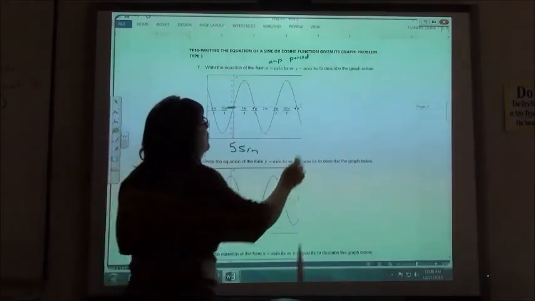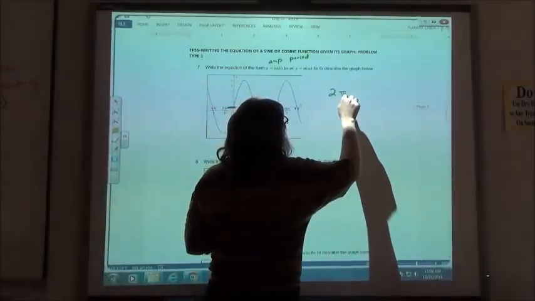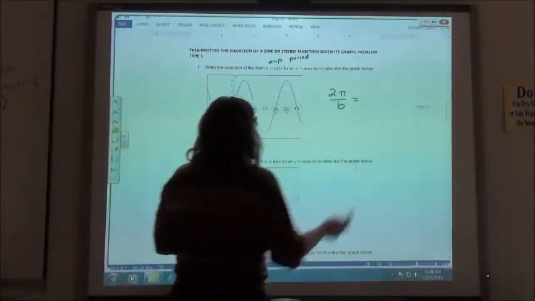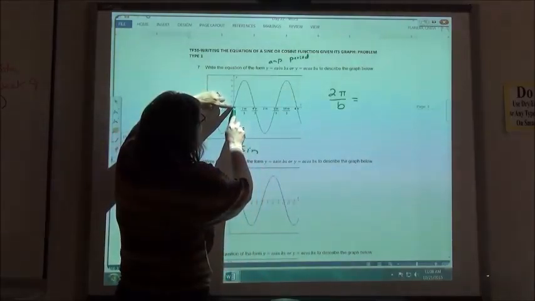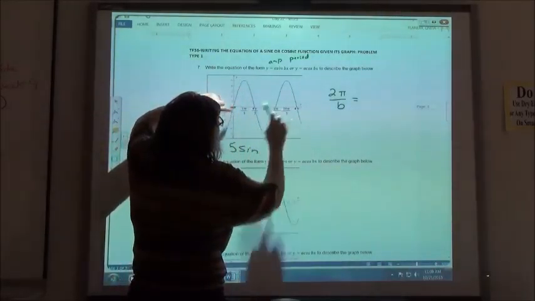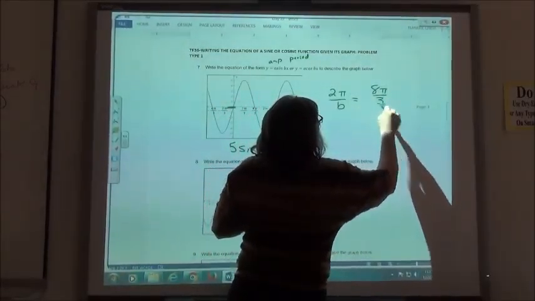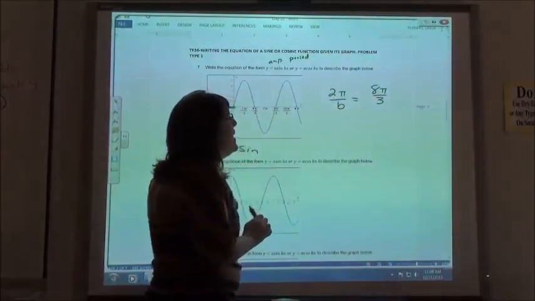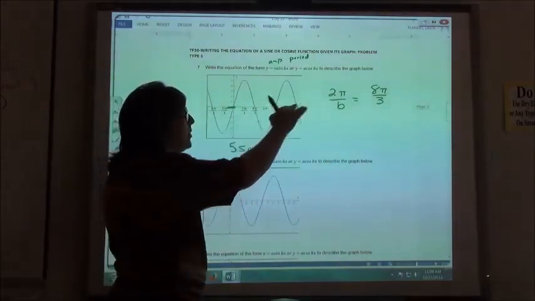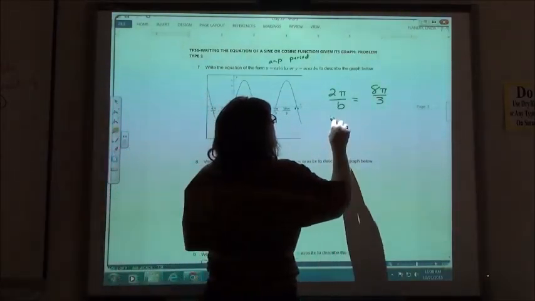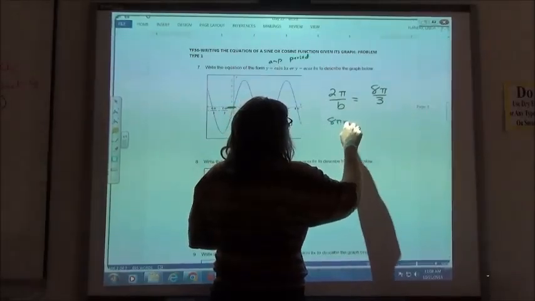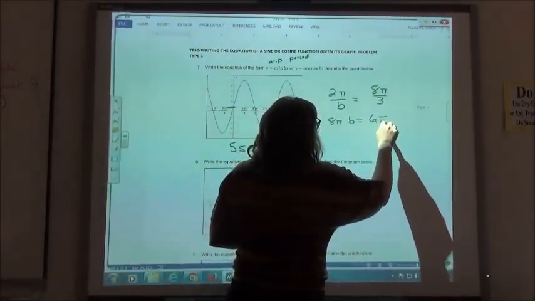And then I have to know that for the period, we have 2 pi over b, and I look to see what the period is. This one goes from 0 to do 1 complete cycle. It's 8 pi over 3. So 2 pi over b equals 8 pi over 3. I'm going to cross multiply to solve. So 8 pi b equals 6 pi.